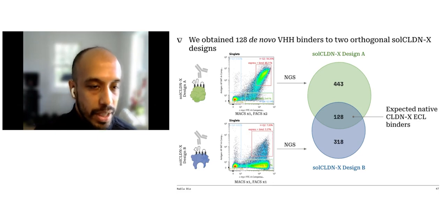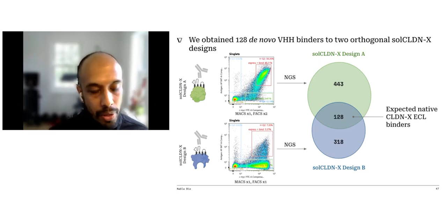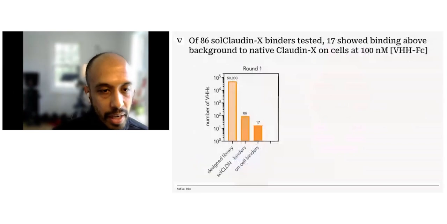and the only shared structure on the sol-claudin proxies are those preserved ECL residues. So we saw about 128 of our de novo VHH designs are binding both sol-claudin proteins. These seemed like good candidates to follow up on and see if they were actually binding native claudin X on the surface of cells.